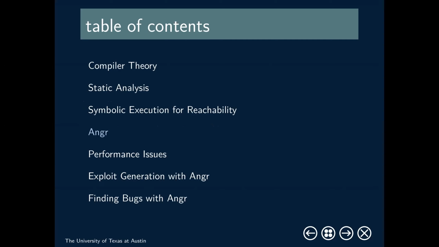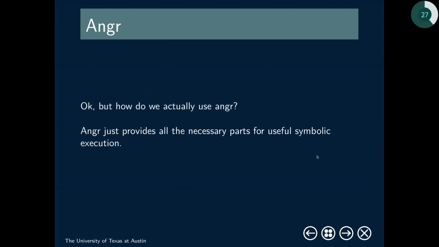So, okay, I talked a lot about very theoretical attacks, right? How do you do anything? How do I actually implement these attacks? And the answer, we finally get to the point of the talk, which is using Angr. So yeah, okay, symbolic execution, cool. How do I actually use Angr? Angr is essentially just a Python library that provides all of the necessary parts to do useful symbolic execution.